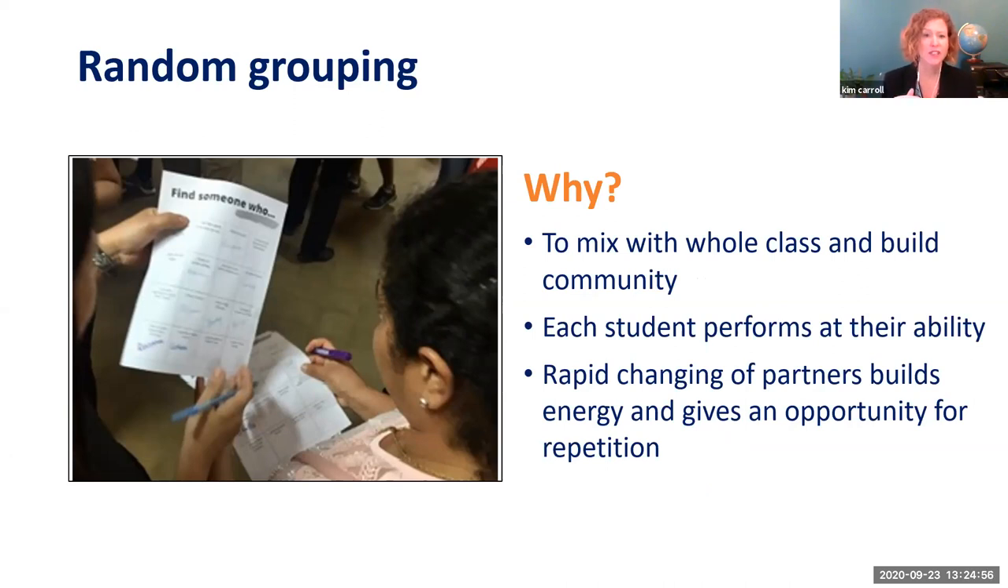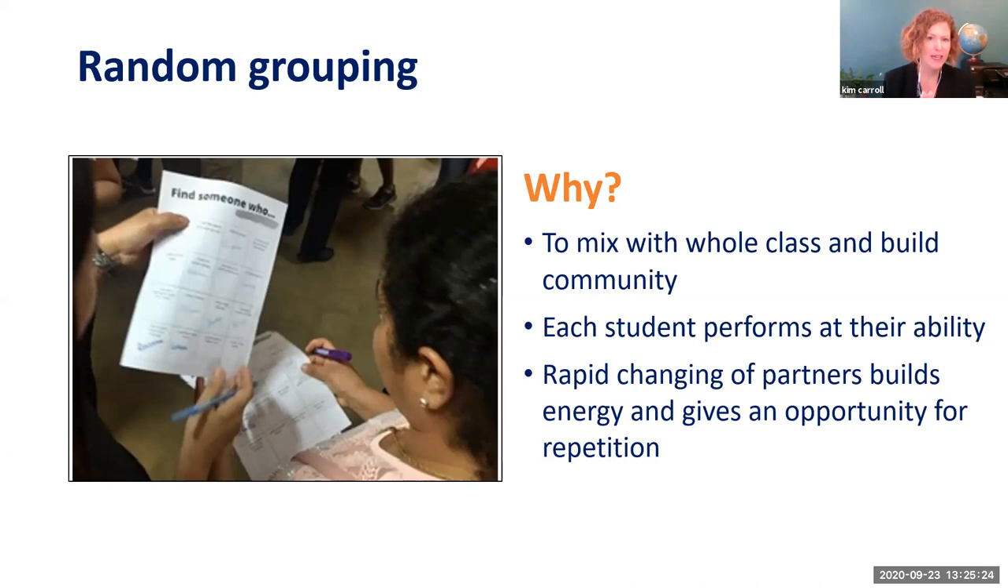Finally, I like to use this for rapidly changing partners activities. So activities like this can build energy in your class, can give an opportunity for repetition if they're having to repeat with every new person they talk to. And sometimes, like we said, we can make it a little bit of a competition as well. So that helps with the energy. These are three reasons that the random grouping strategy can work.